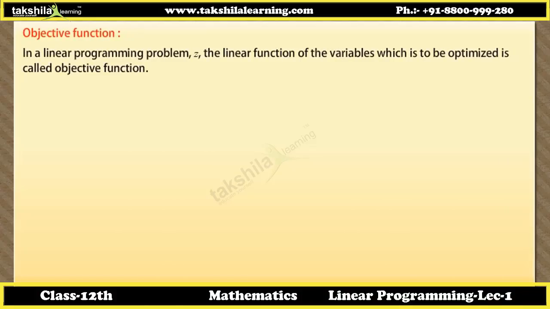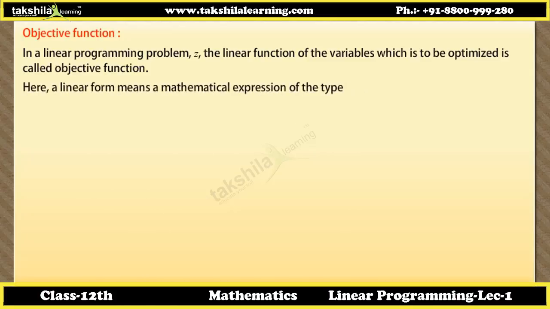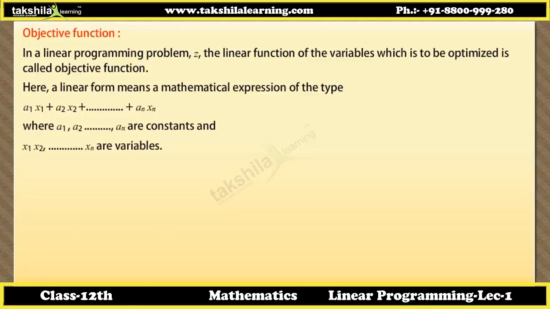In a linear programming problem, Z, the linear function of the variables which is to be optimized, is called the objective function. Here, a linear form means a mathematical expression of the type a1x1 plus a2x2 plus so on till anxn, where a1, a2 and so on till an are constants and x1, x2 and so on till xn are variables.